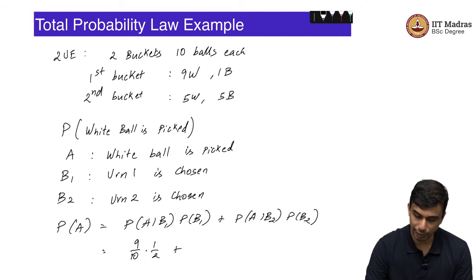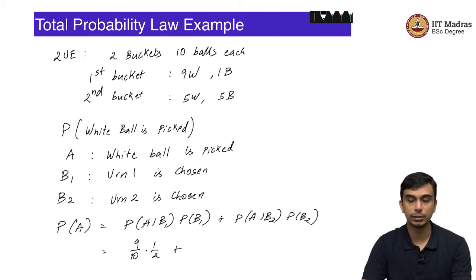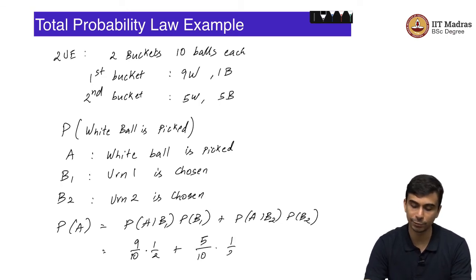So that's 9 by 10 into 1 by 2. What is the probability that the ball chosen is white, given that the second bucket was picked? That's 5 whites and 5 black balls. So it's 5 by 10 into 1 by 2.